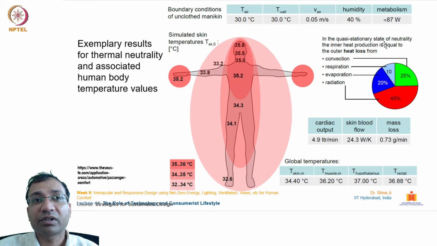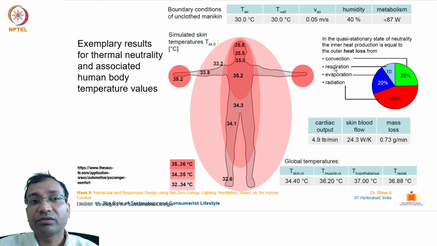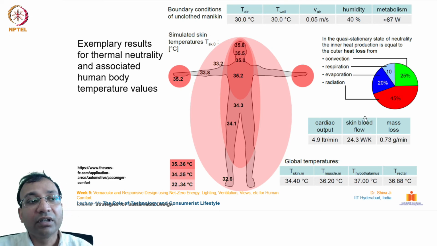You see, in this quasi stationary state of neutrality, the inner heat production is equal to the outer heat loss from these many sources. So convection is up to 25%, respiration 10%, evaporation 20%, and radiation up to 45%. So this is an exhaustive diagram and illustration of how our body's thermal neutrality, the tendency to create an equilibrium in the heat part, works.